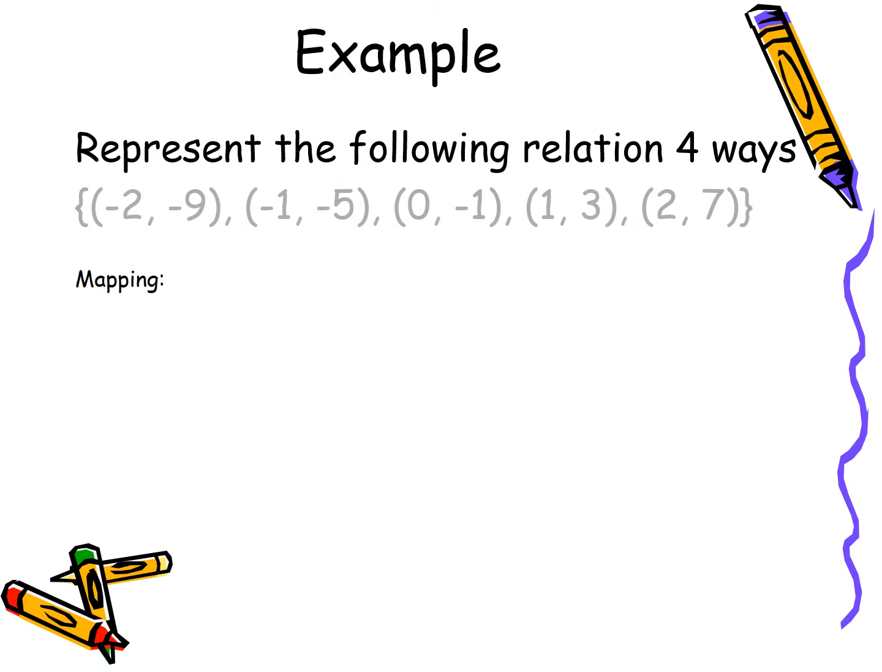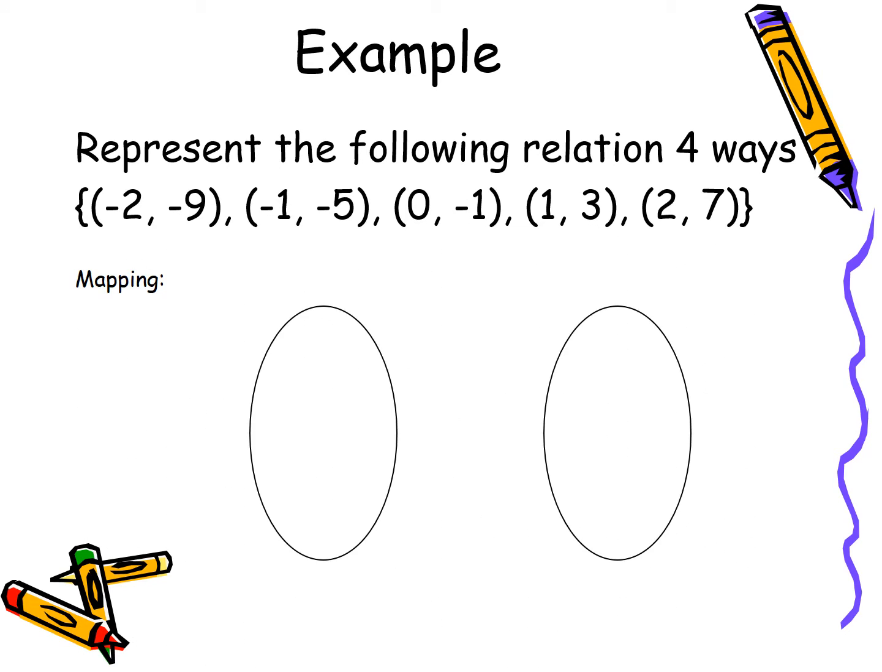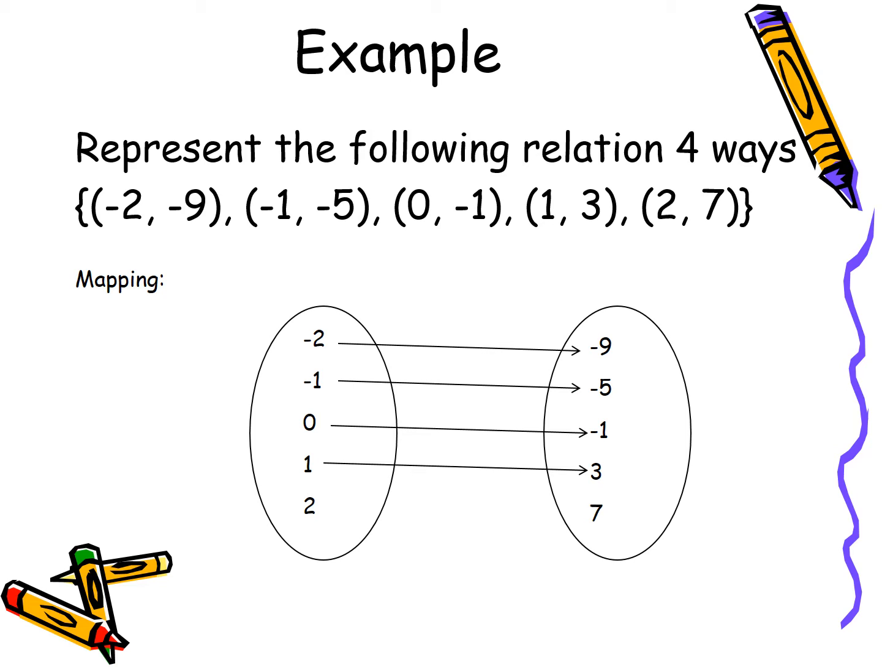Let's say that we are given a set of ordered pairs and we want to represent them in those 4 ways. In this ordered pair, the first set, -2, -9, -2 is an x value, -9 is a y value. So if we were to create a mapping for this, we would put all the x values on the left side. Then we would map those to y values. So -9. Now I'm listing the y values. And then I just draw an arrow to indicate which x value goes with which y value.